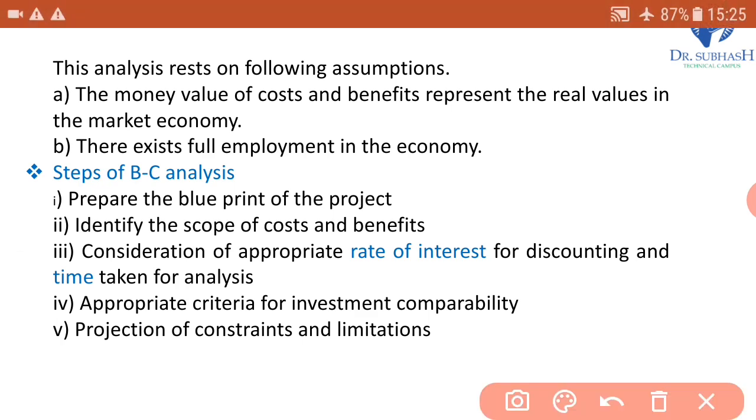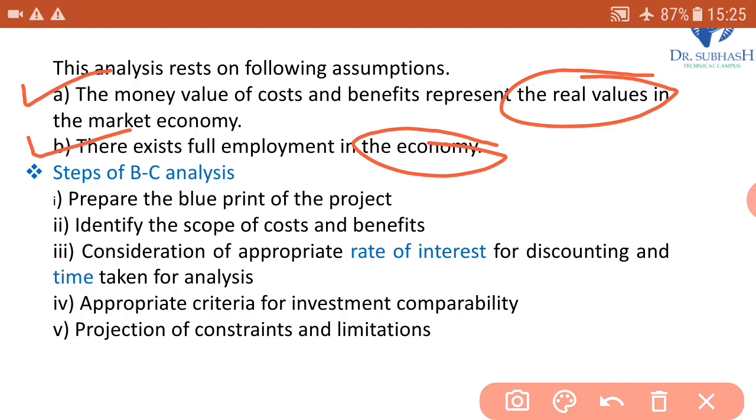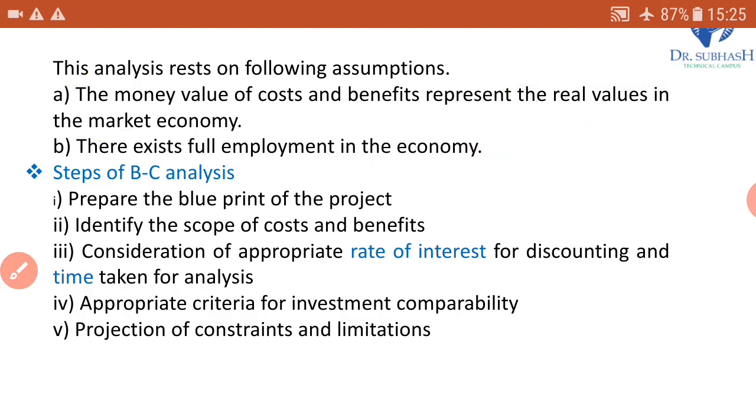This analysis rests on the following assumptions. There are two assumptions. One is the money value of cost and benefits represent the real values in the market economy. It means money values will be real values in a market economy. And the second assumption is there exists full employment in the economy. It means there is no recession or that type of situation. So these two are the assumptions we have taken for this.